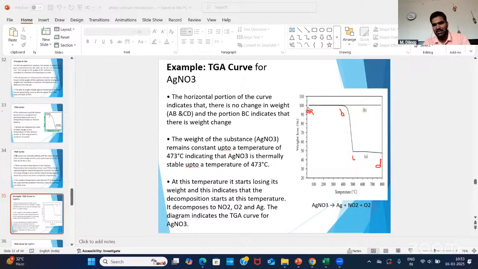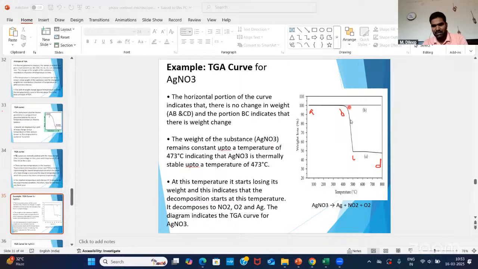How much is it changing, from 100 to 50? It is changing, right? The weight of the substance AgNO3 remains constant up to a temperature of 473 degrees. If you see this one is 400, it is about 450, it is 470, I think. So up to here, the weight of the AgNO3, the weight of the substance, is constant.